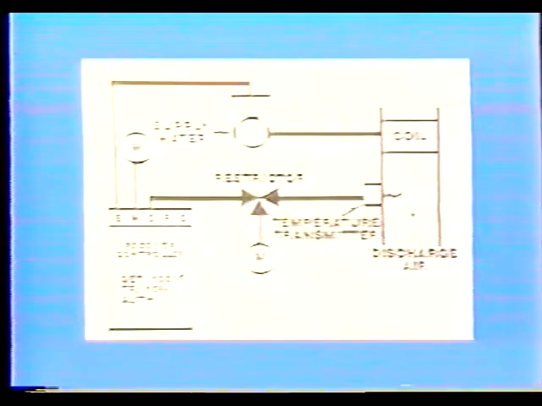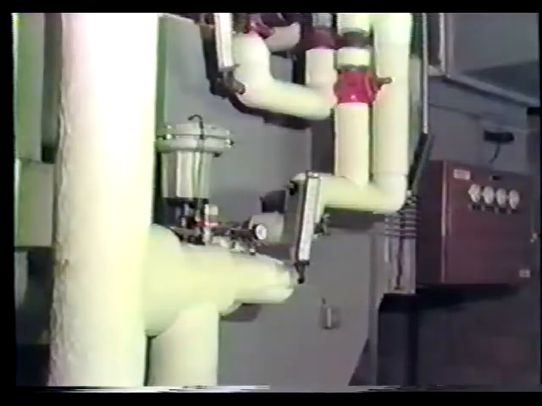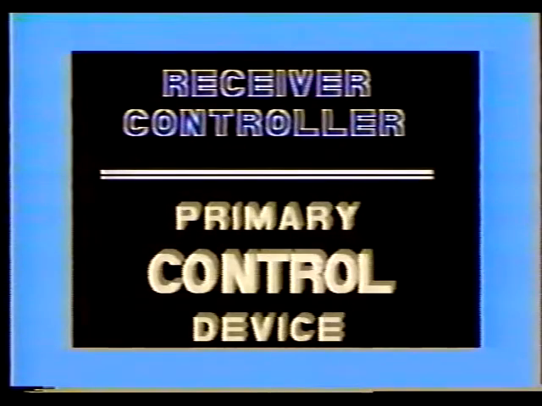The receiver controller and its associated transmitter or transmitters provide a great deal of flexibility in the application of the controller within the mechanical system of a building. These devices provide the primary controls in most modern HVAC systems.